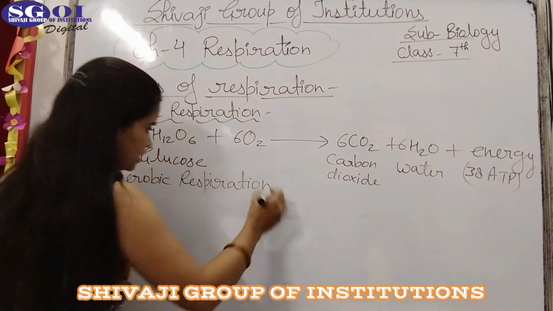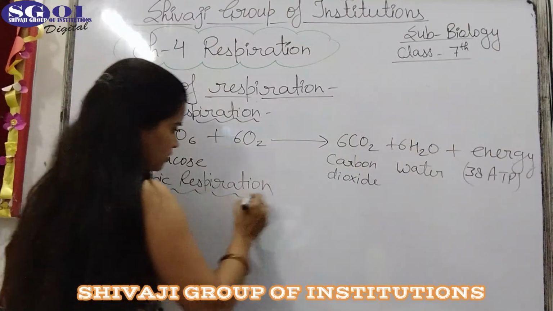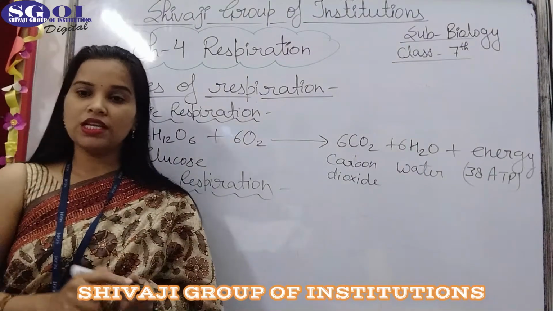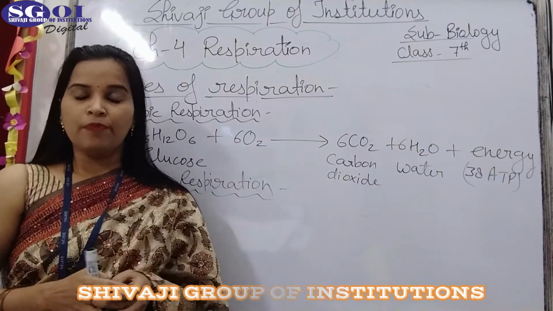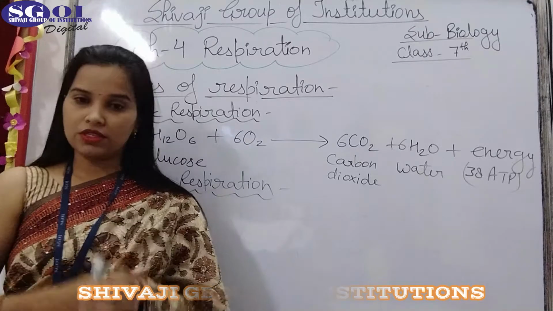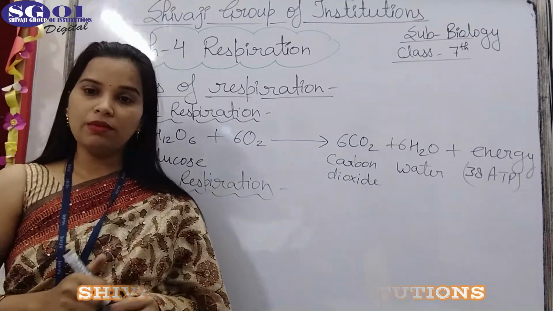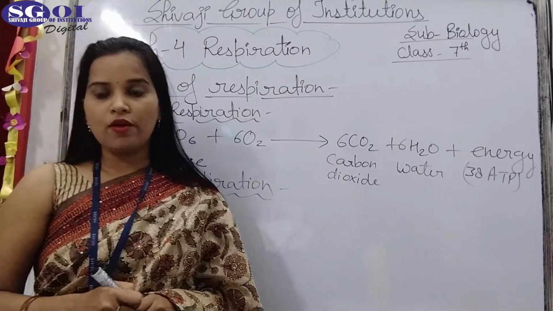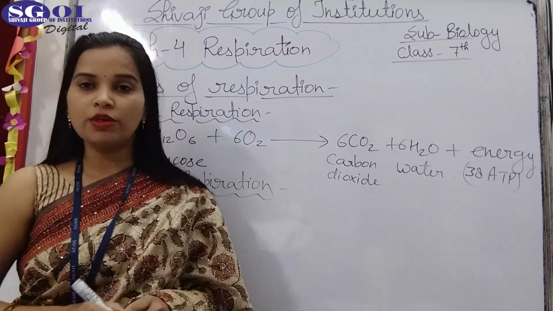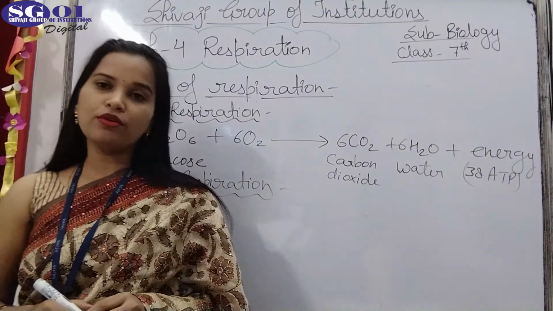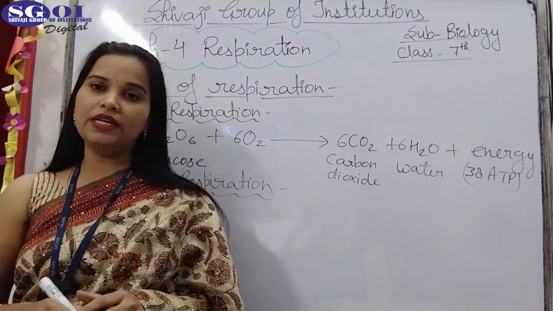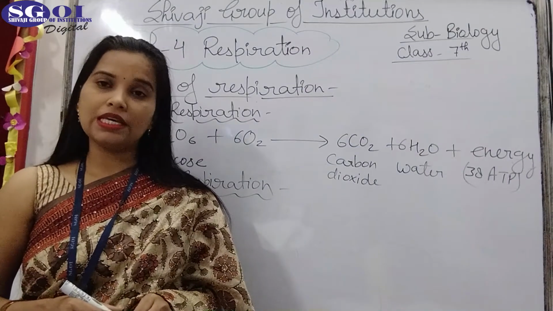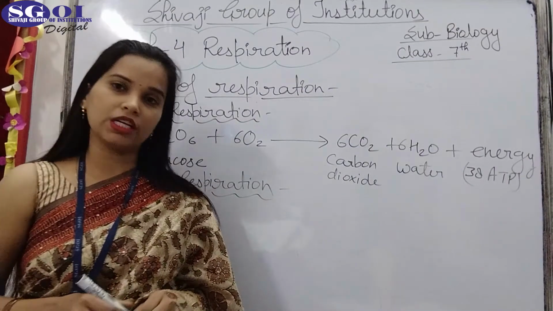Anaerobic respiration. Students, when the breakdown of food molecules takes place in the absence of oxygen, it is called anaerobic respiration. Due to the absence of oxygen, the glucose is not completely broken down. It breaks into ethyl alcohol, carbon dioxide, and the energy is released. How much energy is released in this process? Approx 2 ATP energy is liberated in this process. The amount of energy liberated is less in comparison to aerobic respiration.